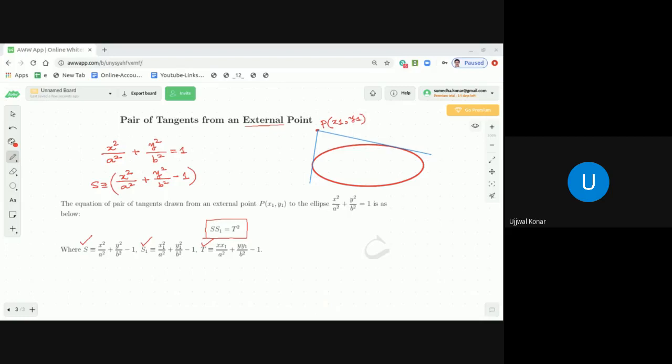Now, dear students, the next point I am going to discuss is the chord of contact. So what is the chord of contact? Let me first explain the chord of contact, and then we will discuss in what context it comes as far as the ellipse is concerned.